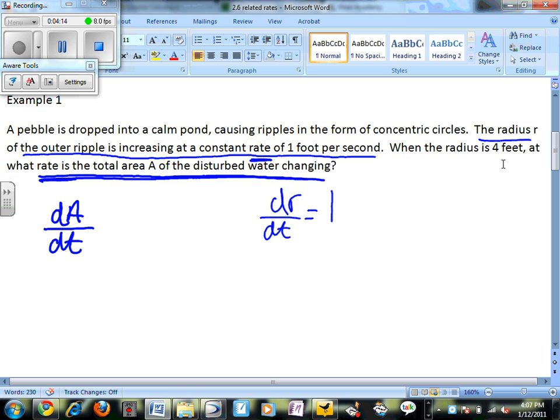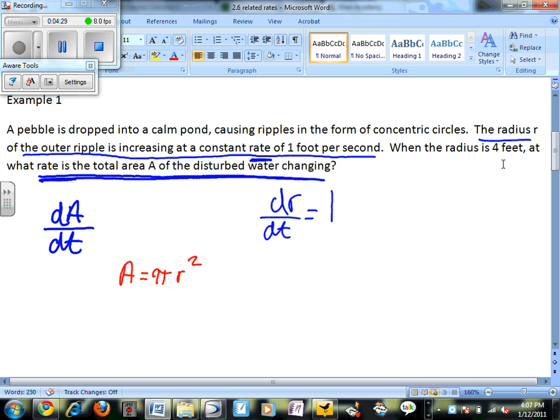And the next thing they're asking, though, is where should we start? Where's the formula? I have no idea. All right. The formula we should probably use, since we're dealing with area, is the area of a circle, right? So area of a circle equals pi r squared.